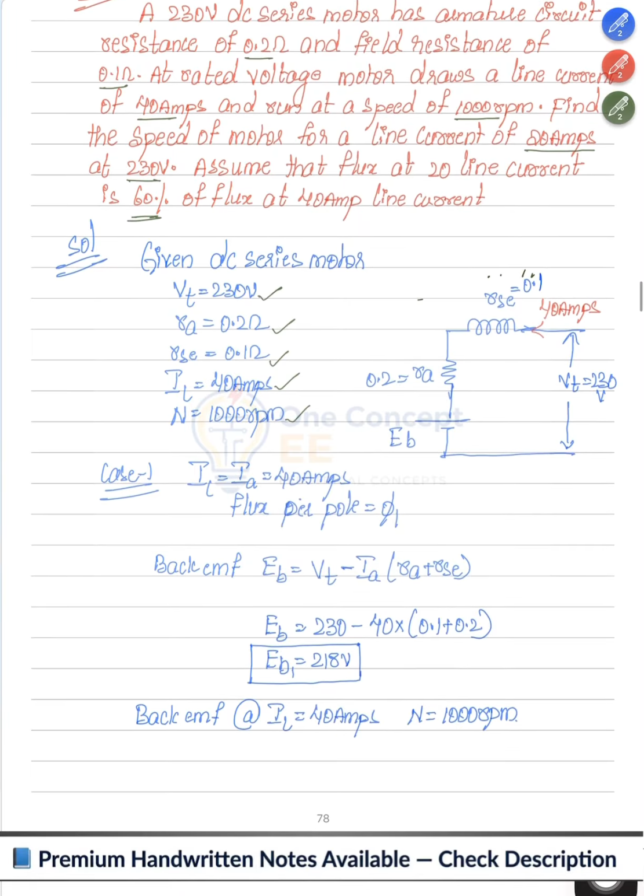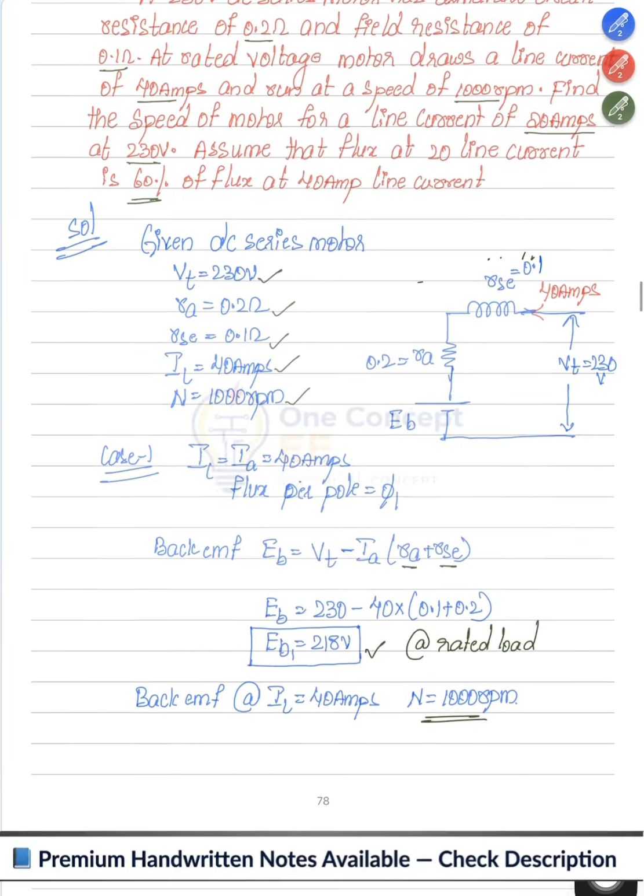Now, by these values, let's calculate the back EMF. Back EMF Eb equal to Vt minus Ia into (Ra plus Rse). Ra is the armature resistance, Rse is the series field resistance. By this, I found the back EMF Eb1 equal to 218 volts at rated load condition. And they have given that under rated load condition, its speed is 1000 rpm.